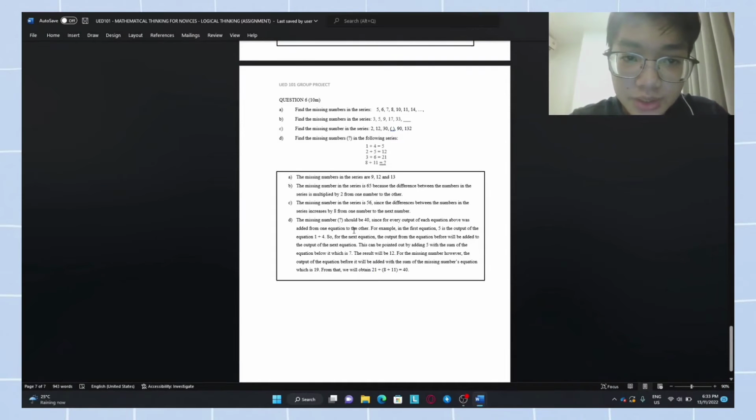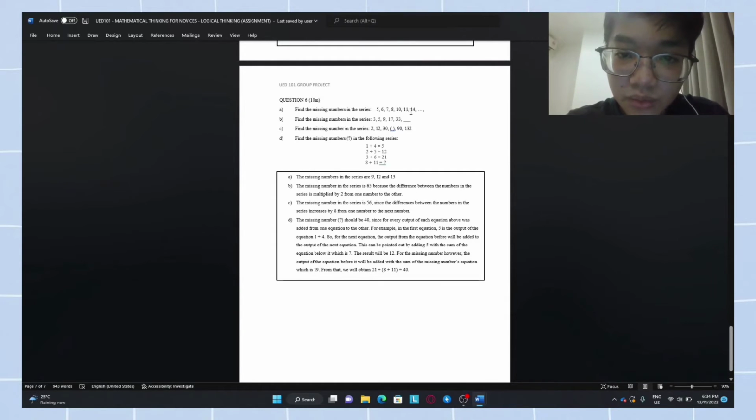Okay, so in question 6, A. Find the missing numbers in the series 5, 6, 7, 8, 10, 11, 14. In this series, the difference between each number is 1. So 1, 2, 3, 4, 5, 6, 7, 8, 9, 10, 11, 12, 13, 14. We can see that in this series, 5, 6, 7, 8, 10, 9 is missing. So the first missing number is 9.